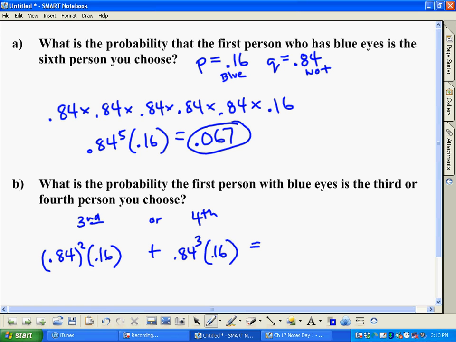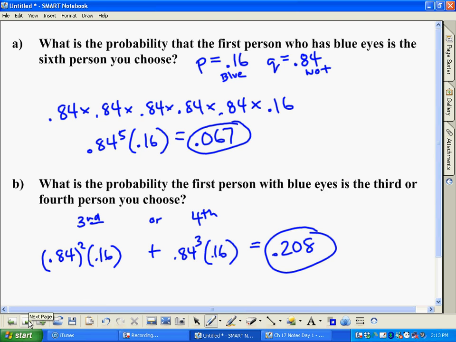So 0.84 squared times 0.16, and then plus 0.84 to the 3rd power times 0.16. And once you do that, I'm having a little issue here with the calculator, and the answer is 0.208. So there's roughly about a 21% chance that would happen either on the third or the fourth person.